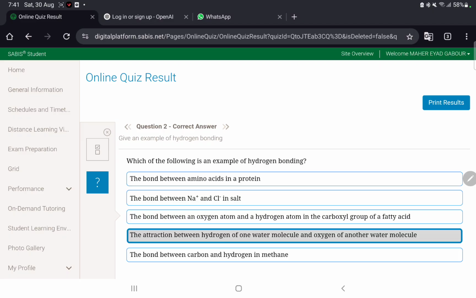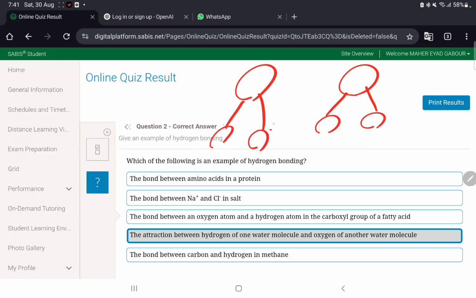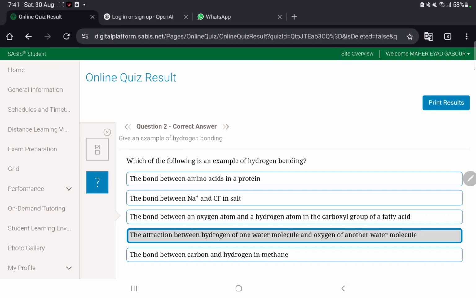Let me draw it for you guys. Horrible artist. Okay, oxygen, hydrogen, oxygen, hydrogen. If this hydrogen is with this oxygen, that's a polar bond. That's a hydrogen bond, H bond. That is P bond, polar bond. Don't get mixed up, guys, please.